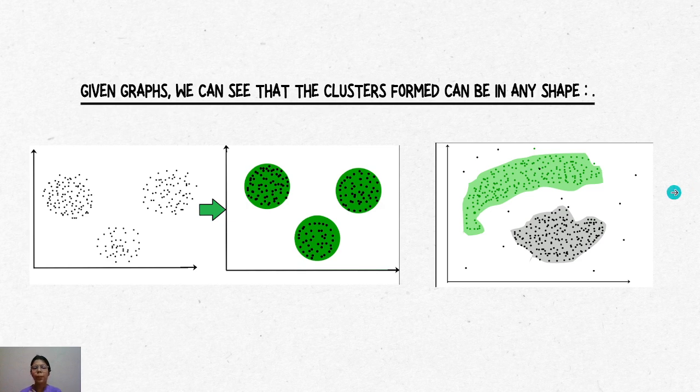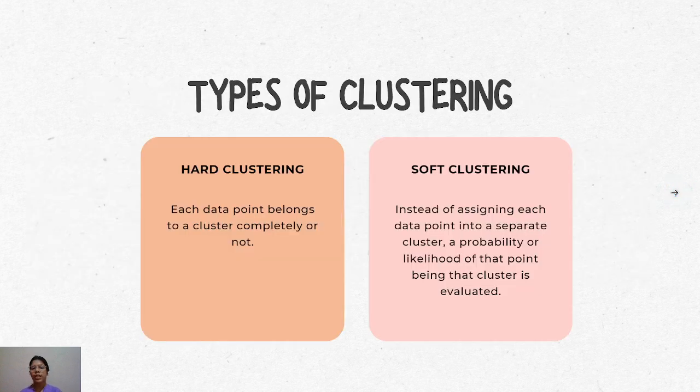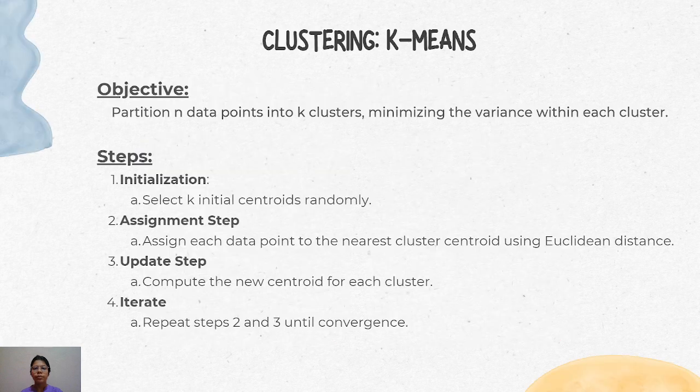Then we have types of clustering. We have two types of clustering here, hard clustering and soft clustering. In hard clustering, each point either belongs to a cluster completely or not. In soft clustering, on the other hand, instead of assigning each data point to a separate cluster, a probability or likelihood of that point being in the cluster is considered.